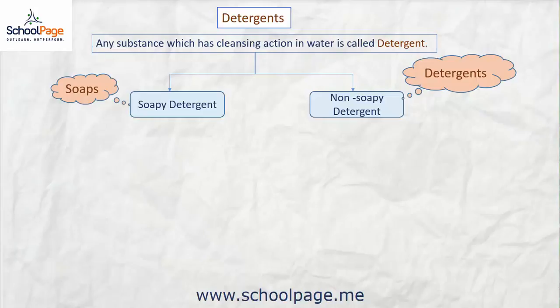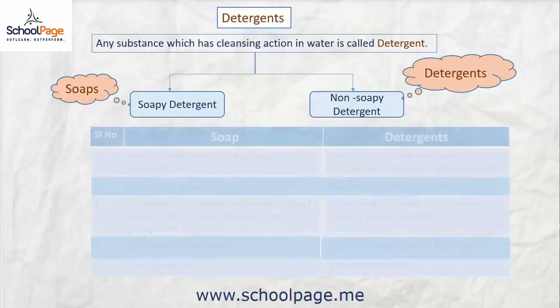Now be clear with this. Anything which cleans in water is called a detergent. Detergents are of two types: soapy detergent and non-soapy detergent. Soapy detergents are simply called soap, whereas non-soapy ones, that which don't contain soap, are called detergents. Now it's clear. So let's see some more differences between soaps and detergents.